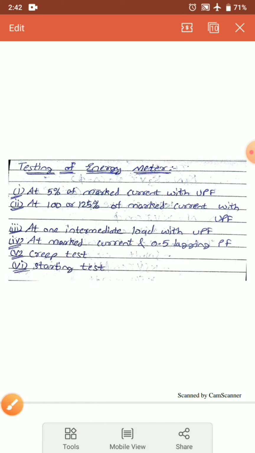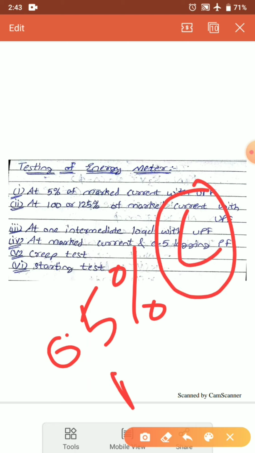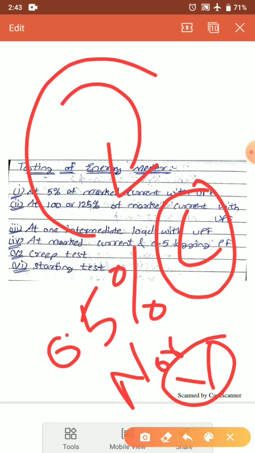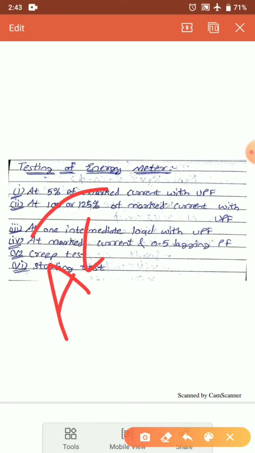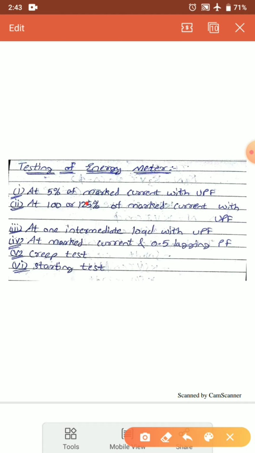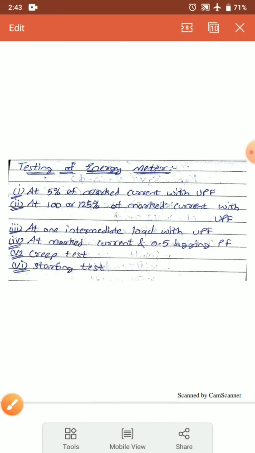The next is the starting test. For the starting test, I have to give 0.5% of the marked value of current and normal voltage. At this condition I have to check whether my disc has started rotation or not. In an energy meter, in some cases we'll be connecting AC loads, which will draw high current, so I'll be getting rotation. In some cases, for example if I'm connecting a low wattage LED bulb, whether the disc is rotating or not, that also I have to ensure. For that we go for the starting test.